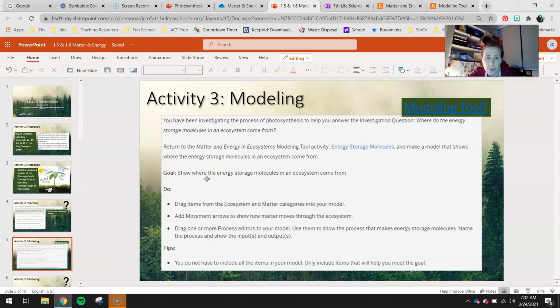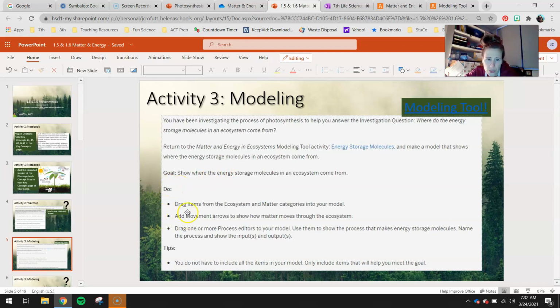All right, so you have been investigating the process of photosynthesis to help you answer the investigative question, where do energy storage molecules in an ecosystem come from? So return to the matter and energy ecosystem modeling tool, so that's where we're going to go right now, and make a model that shows where the energy storage molecules in an ecosystem come from. So your goal, show where they're coming from.